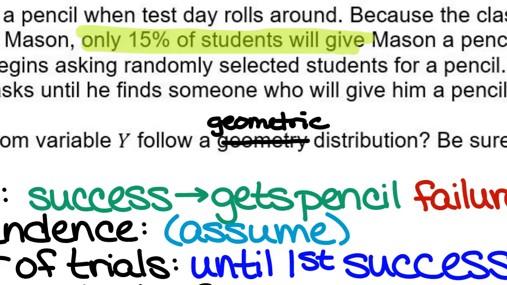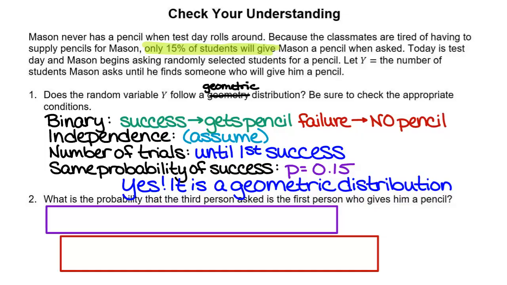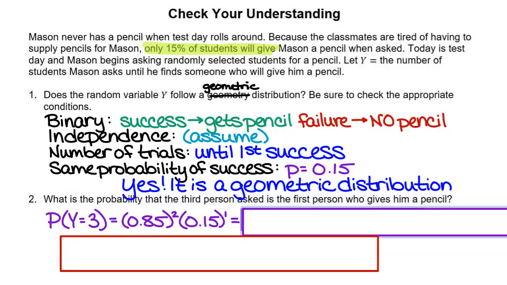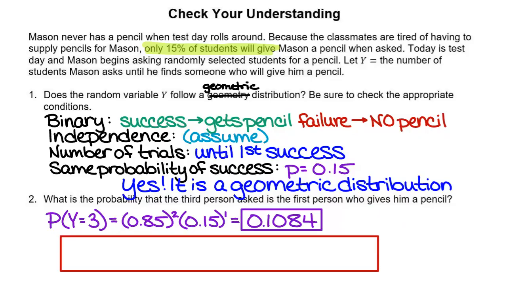All right, what's the probability that the third person asked is the first one that finally gives him a pencil? How do I calculate this? Probability Y equals 3 is 0.85 squared times 0.15. And that gives us what? 0.1084 if you take it out to 4 places.